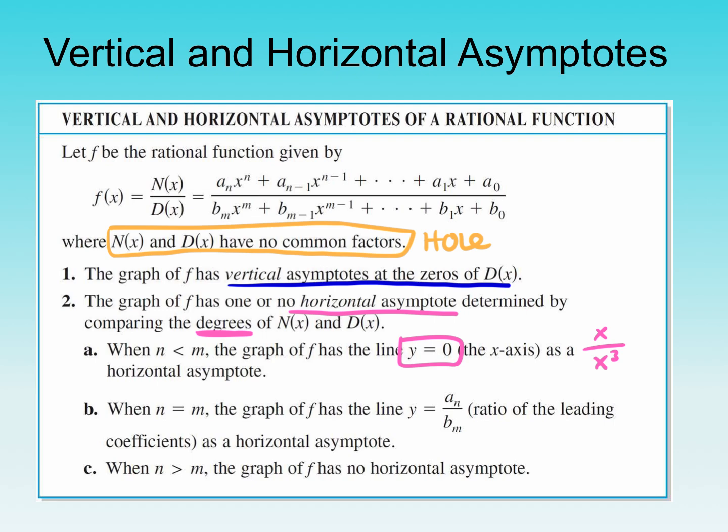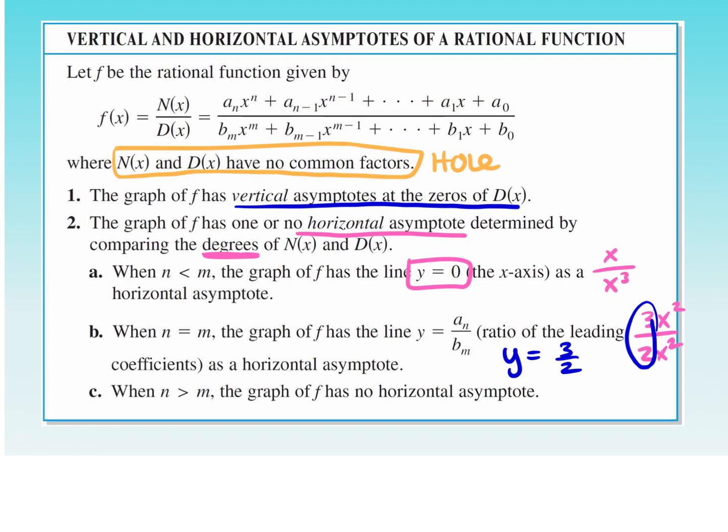When our degrees are the same on the numerator and the denominator, we look at the leading coefficient. So if I had 3x squared over 2x squared, when my degrees are the same, I'm looking at the leading coefficients. So my horizontal asymptote would be y equals 3 over 2. So that's when our degrees are the same. And then in part C, when the degree of your numerator is greater than the degree of your denominator, we have no horizontal asymptote. So if I had something like x cubed over x squared, we'd have no horizontal asymptote.